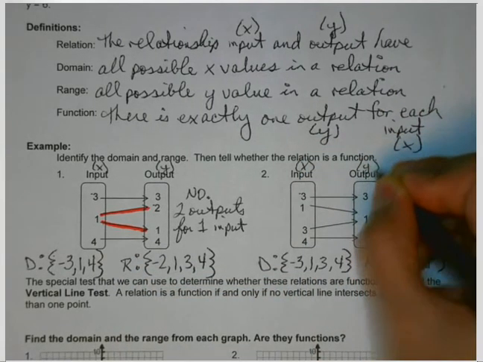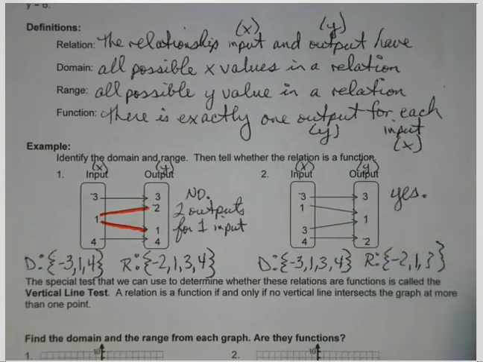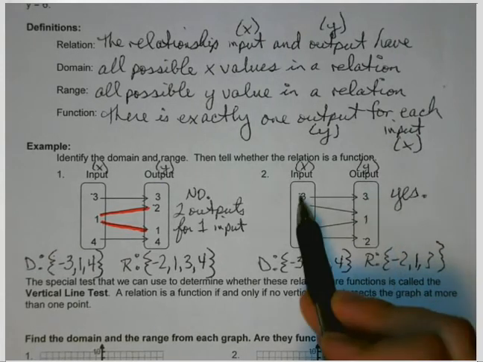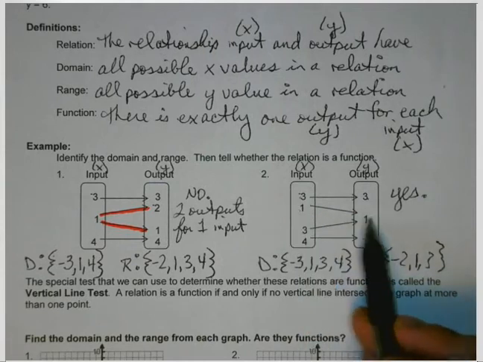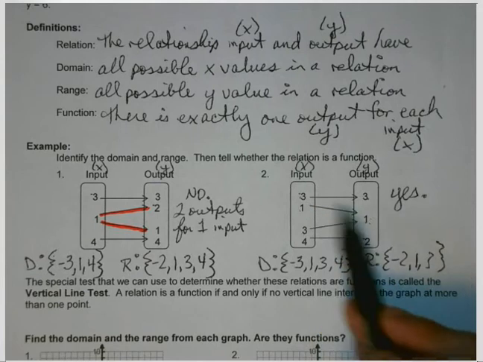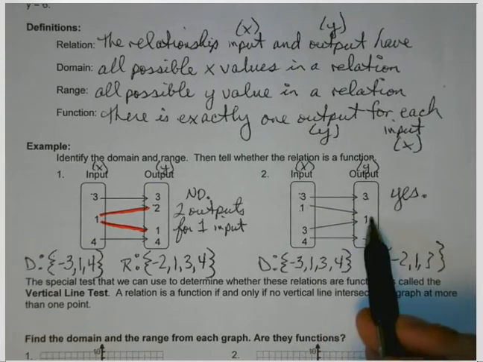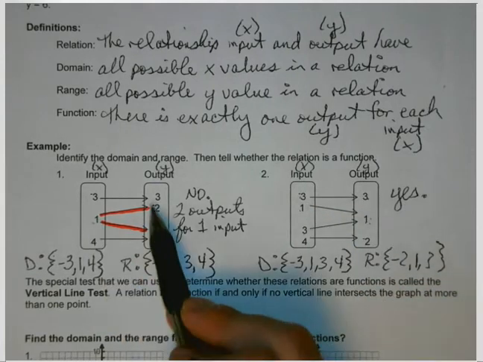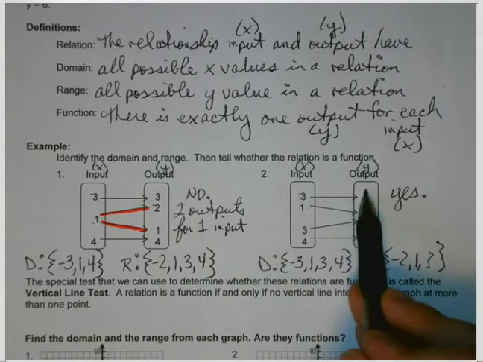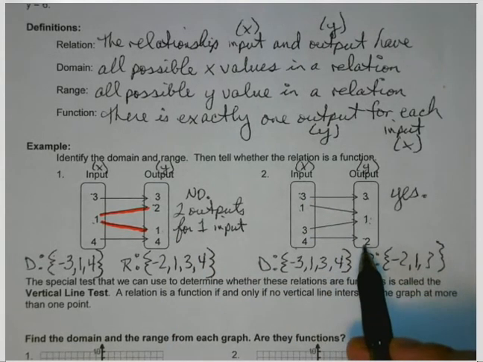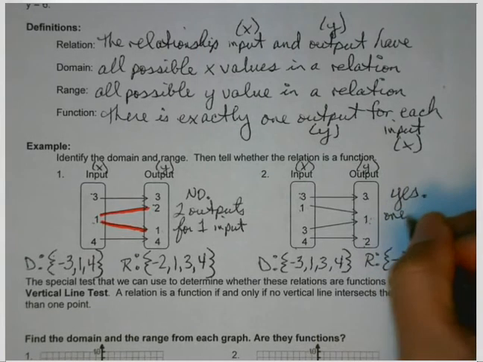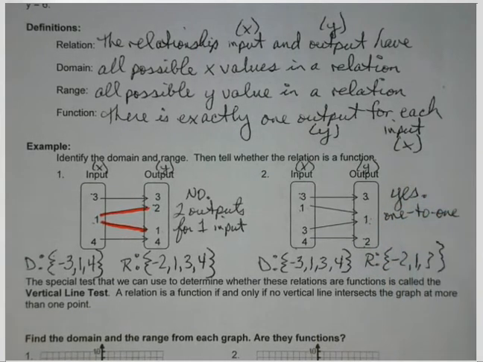Remember, the rule is 1 y for each x. 1 y for this x. Okay? 1 y for this x. 1 y for this x. Even though they get the same value, it's a 1-to-1 relationship. Here it was 1x, 2 y's. Here it's 1x, 1y, 1x, 1y, 1x, 1y, 1x, 1y. Okay? So they all are 1 to 1. And that's why that's a function.